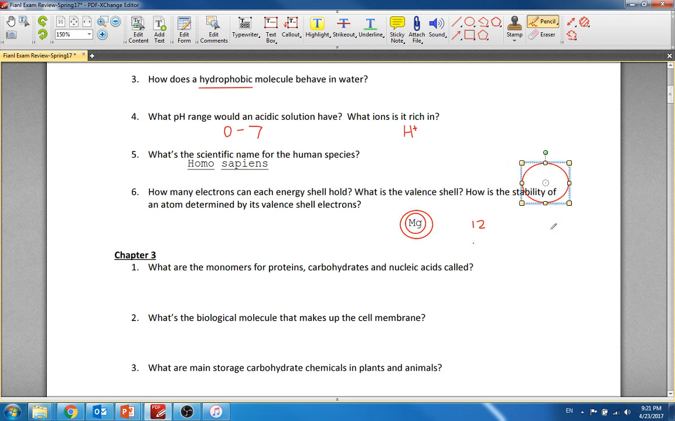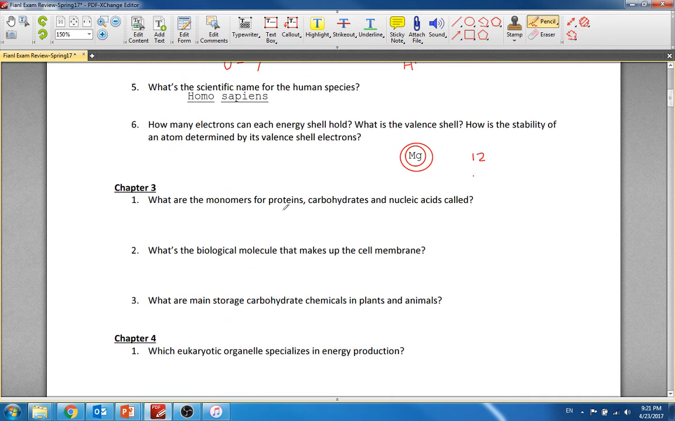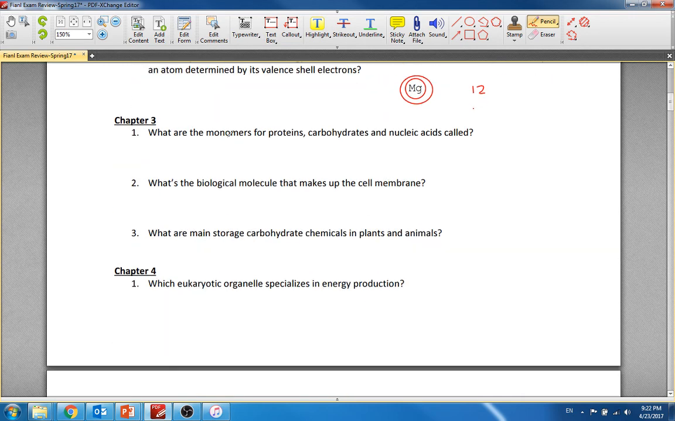Chapter 3. What are the monomers for proteins, carbohydrates, and nucleic acids called? Monomers for proteins, they are the amino acids. For carbohydrates, that's the monosaccharides. For nucleic acids, that would be nucleotides.